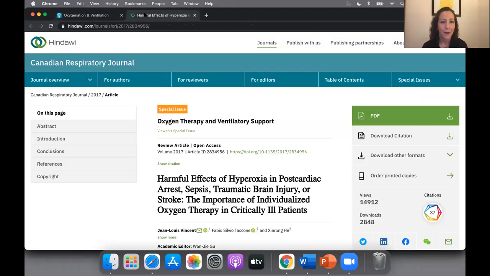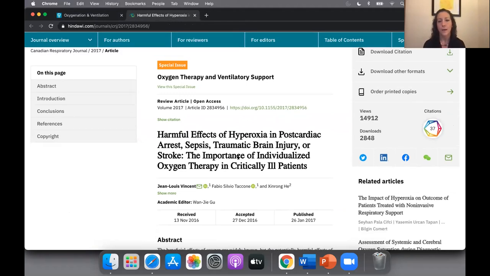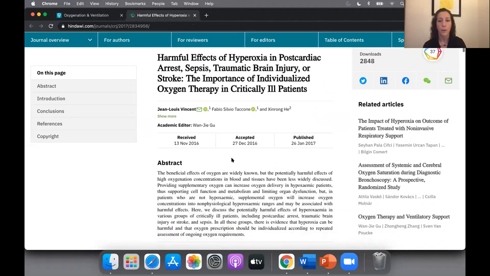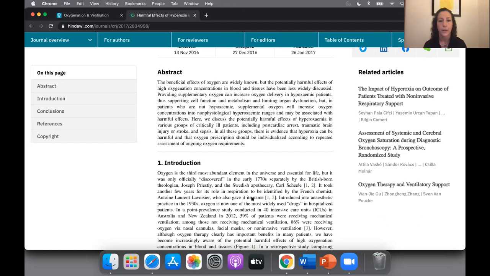This article says harmful effects of hyperoxia in post-cardiac arrest, sepsis, traumatic brain injury, and stroke. And I think this patient population is really important because these are critically ill patients that we may actually tend to want to give more oxygen. The second thing I want to point out is the first author is Jean-Louis Vincent, who is basically like a godfather in critical care. He's very well known, a very accomplished scientist and researcher in sepsis and most critical care topics.